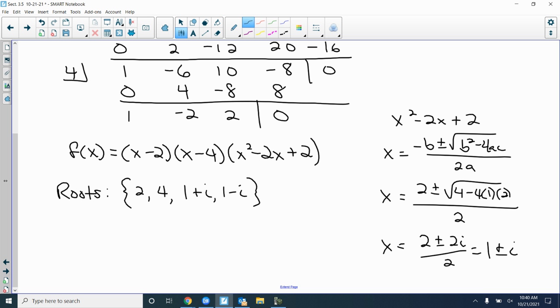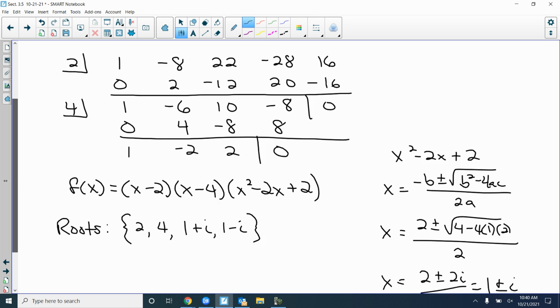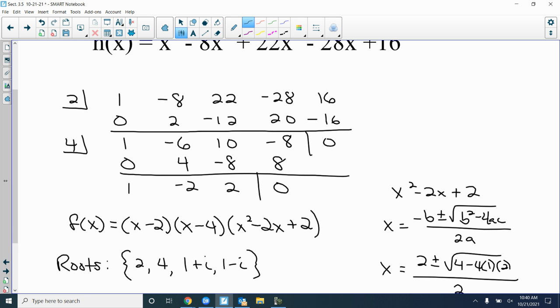So I plug in 2 in the original function, I get back 0. I plug in 4 in the original function, I get back 0. I plug in 1 plus i, I get back 0. I plug in 1 minus i, I get back 0. Okay, so for those cases, they don't show up on the graph. They don't show up on the graph, but they're still complex roots. So essentially for these problems in this section, you can graph the function, find the roots.